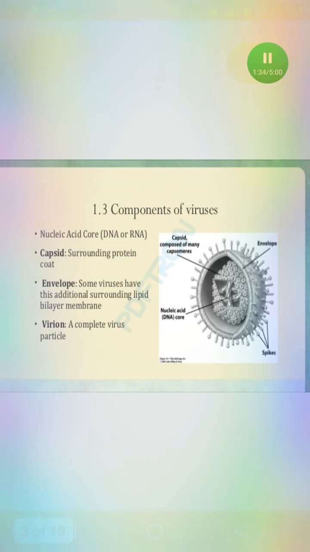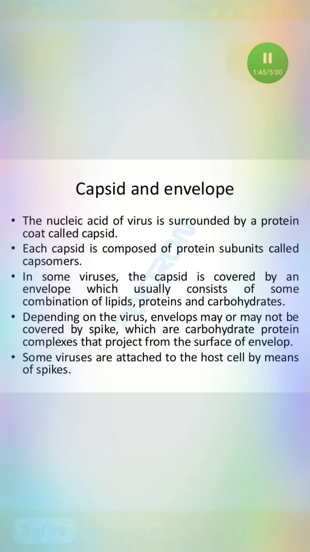Let's look at the diagram of viruses: capsid composed of many capsomers, nucleic acid, DNA, spikes, envelope. Capsid and envelope: the nucleic acid of a virus is surrounded by a protein coat called the capsid. Each capsid is composed of protein subunits called capsomers. In some viruses, the capsid is covered by an envelope, which usually consists of some combination of lipids, proteins, and carbohydrates. Depending on the virus, the envelope may or may not be covered by spikes, which are carbohydrate-protein complexes that project from the surface of the envelope.